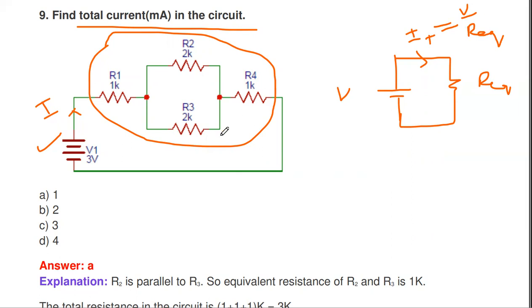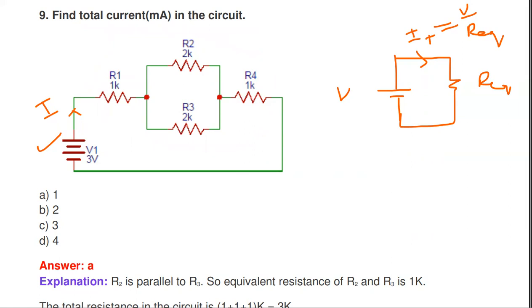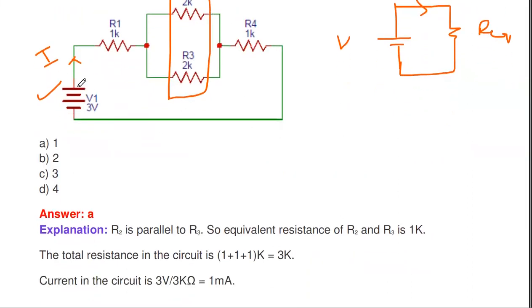So first we have to reduce this series and parallel combination into one single resistance. So how can the circuit be reduced? You see these two resistances R2 and R3, how are they connected? Parallel. So first we have to find the value of the parallel combination of 2 kilo ohm and 2 kilo ohm. Kilo means 10 to the power 3. So the parallel combination of R2 and R3 is 1 kilo ohm.